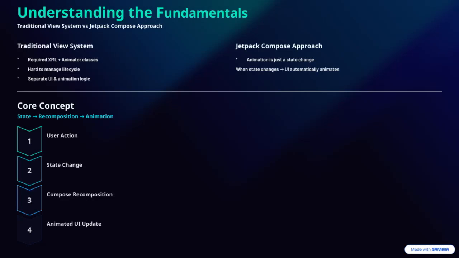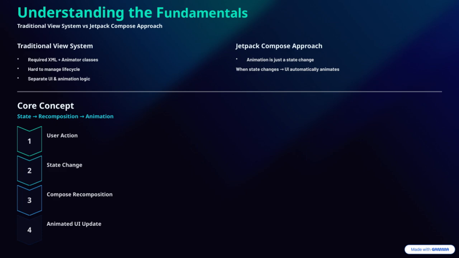Let's talk about animated UI updates. When a state changes, the system automatically handles the animation, making the transition smooth and engaging. This process is called Compose recomposition, which occurs whenever there's a user action that triggers a state change. Essentially, the sequence goes from the state changing to recomposition happening, and then an animation is played to reflect that change. The core idea here is simple. When the state updates, the UI updates itself and does so with animation, making the user experience seamless.